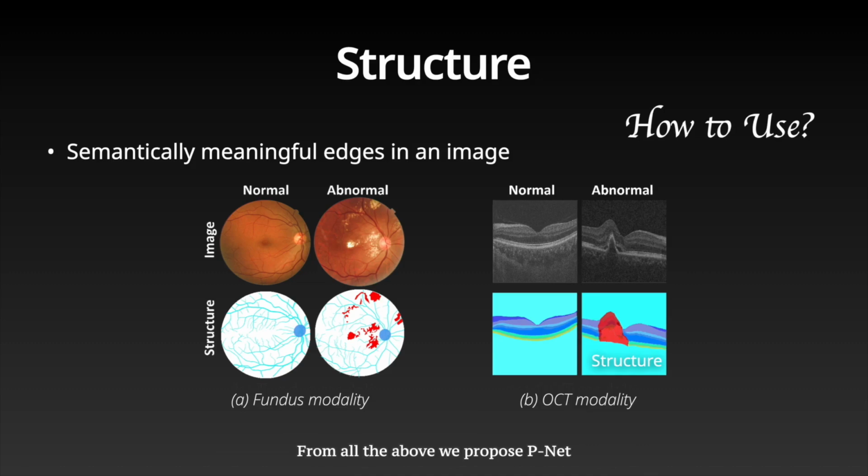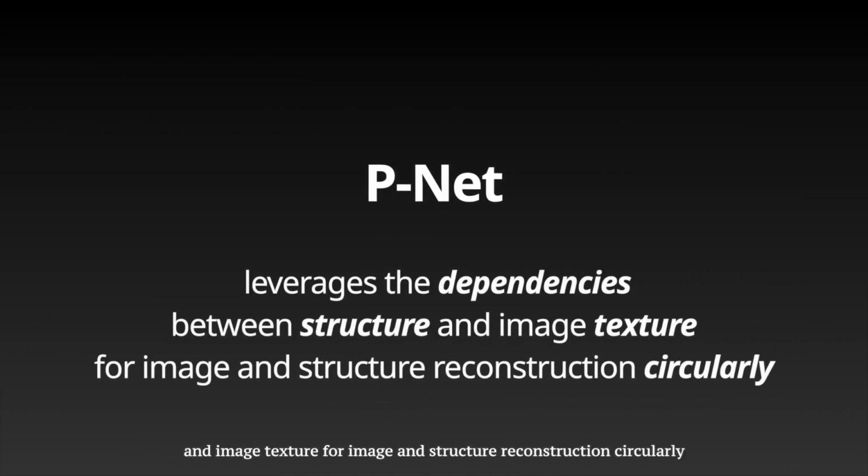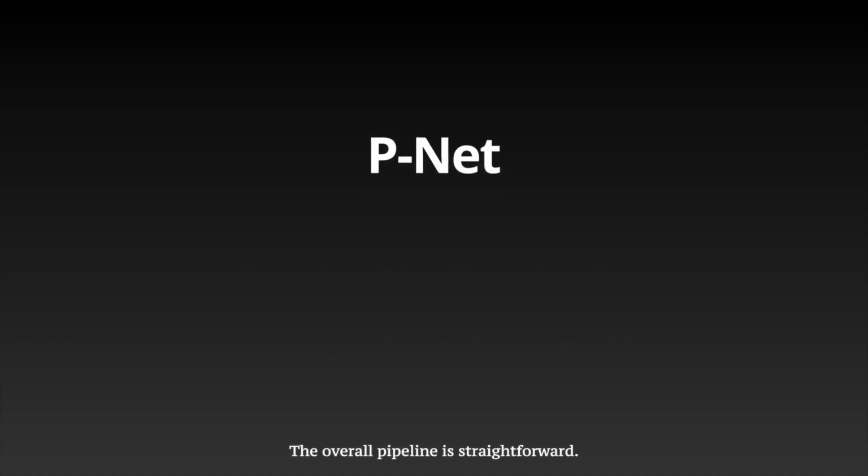From all the above, we propose PNet, which leverages the dependencies between structure and image texture for image and structure reconstruction circularly, and uses reconstruction error for both structure and image as normality measurement. The overall pipeline is straightforward.